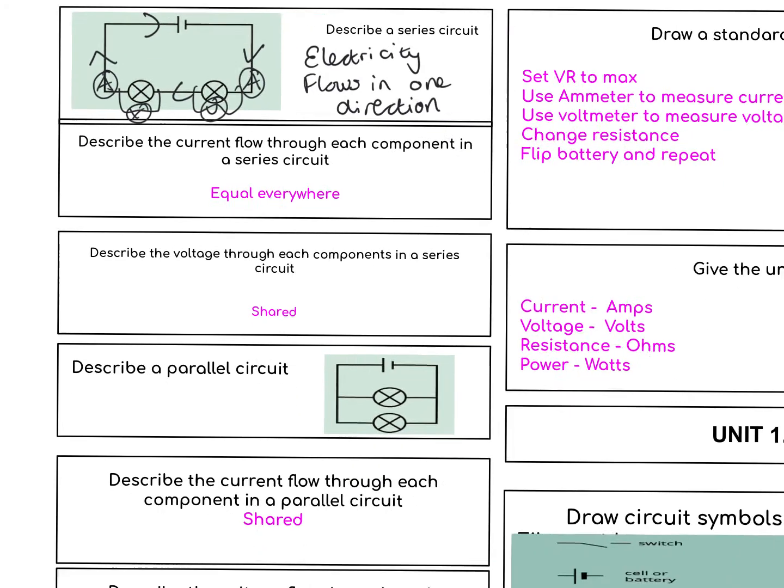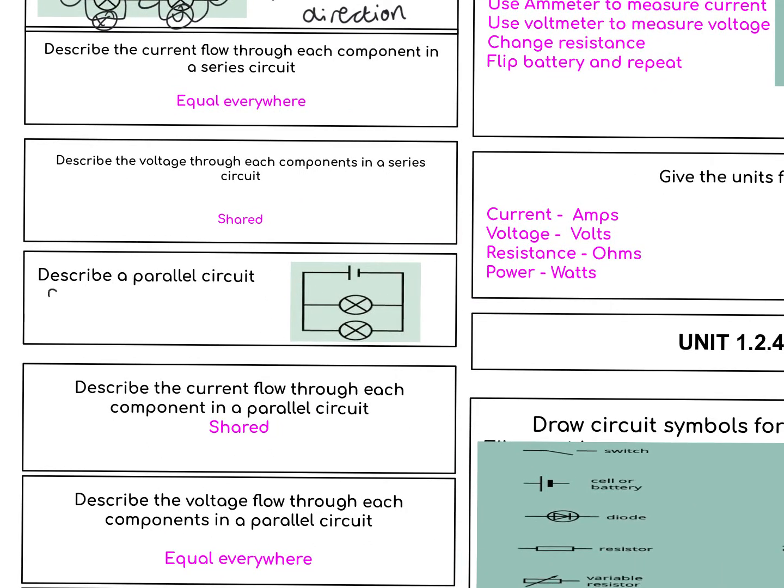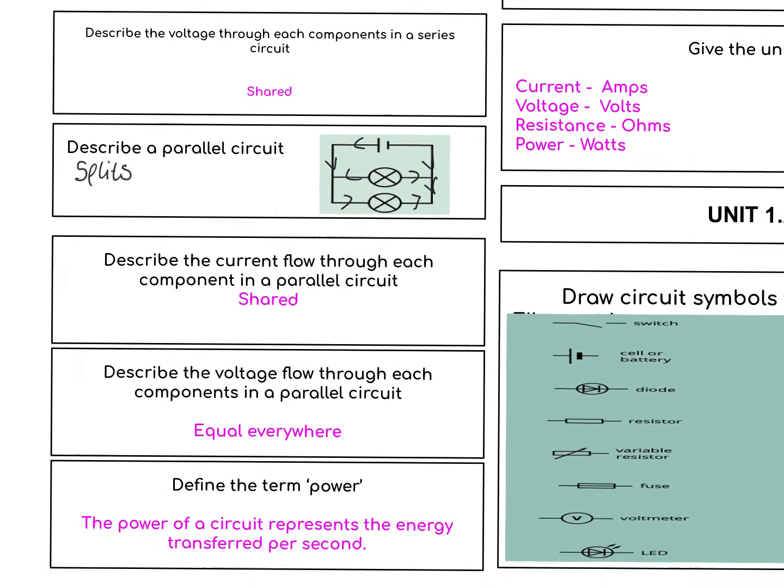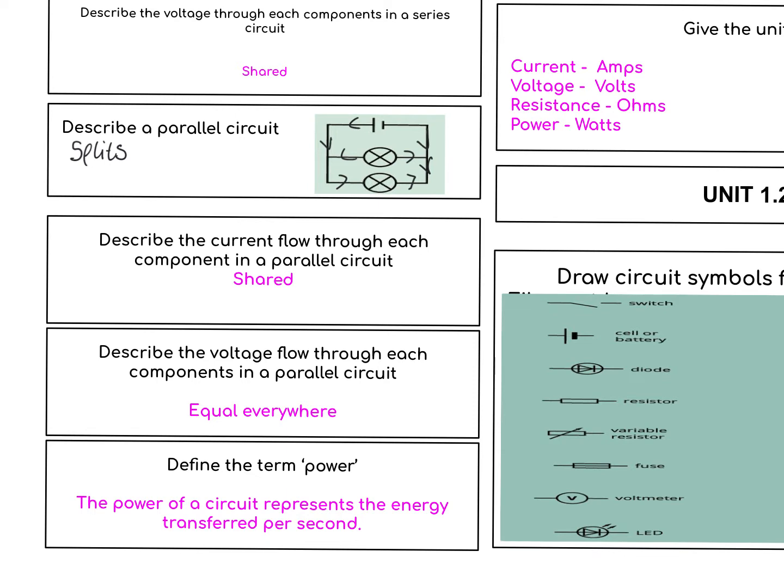A parallel circuit then is where it splits, which is quite nice, because if one bulb stops working, the other one will still work because the flow of electricity is going in two spaces. Current is shared, but voltage is equal everywhere. Define the term power. The power of a circuit represents the energy transferred per second.